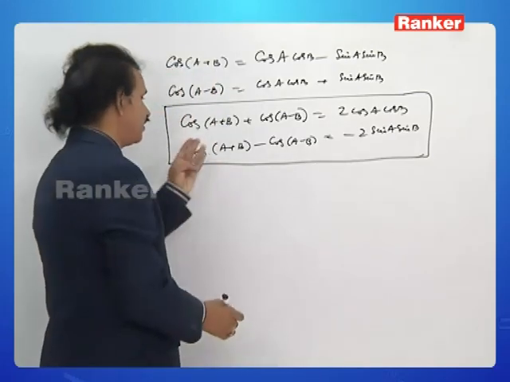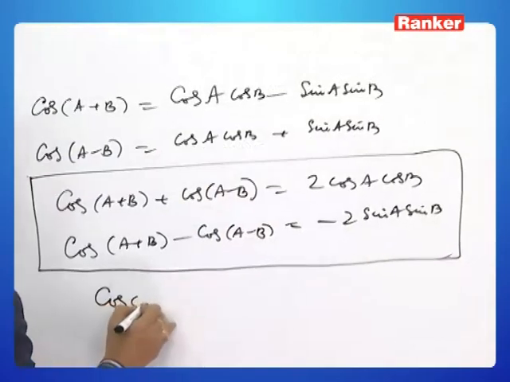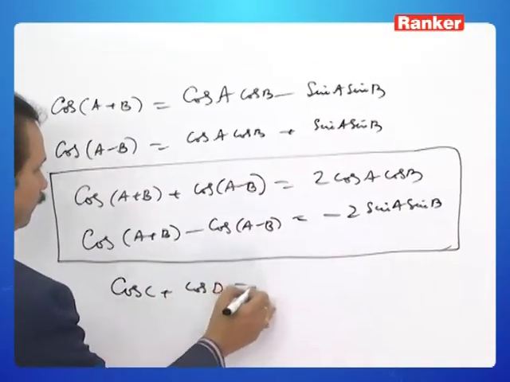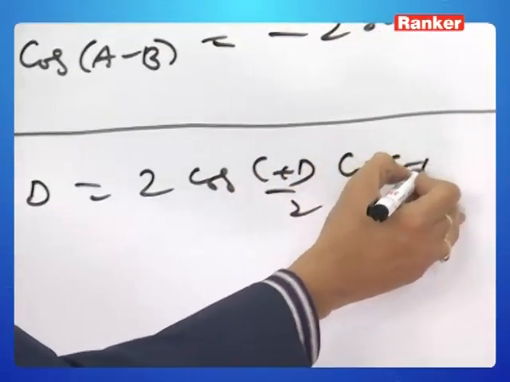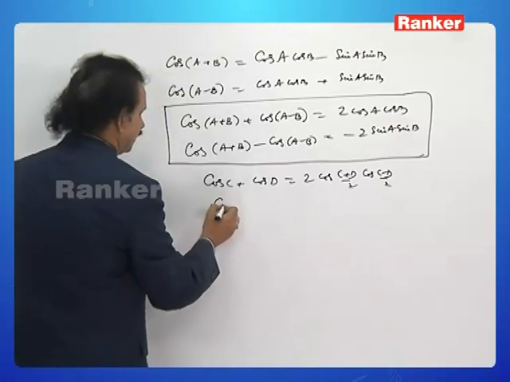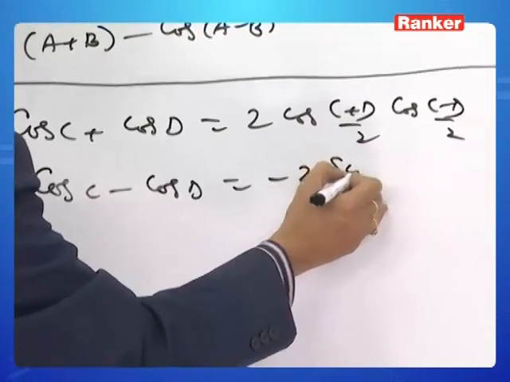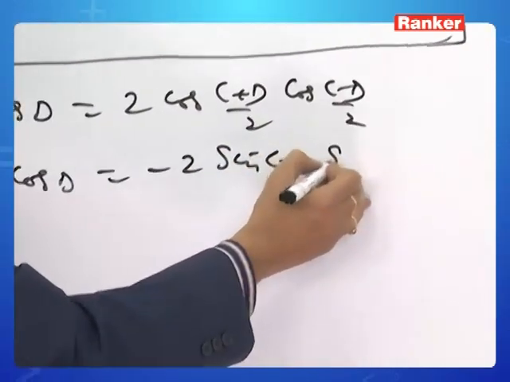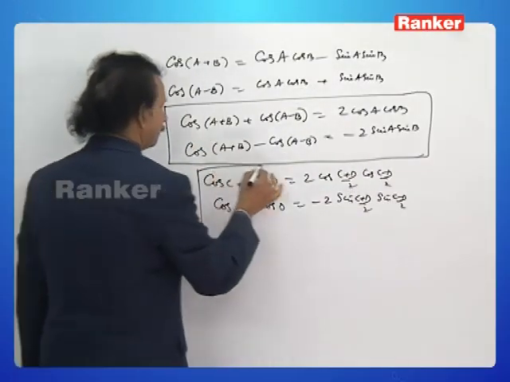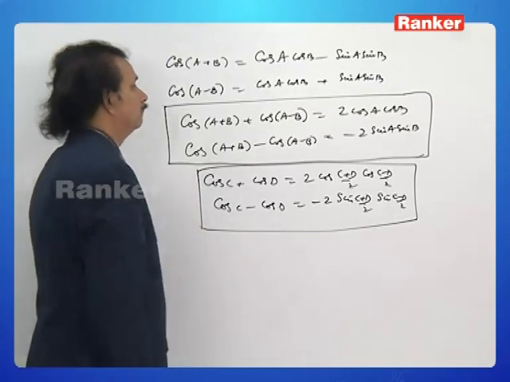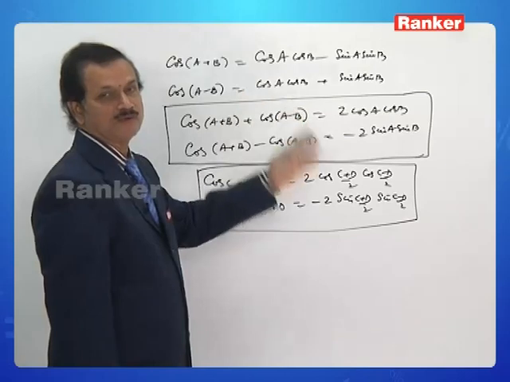As before, if you replace A plus B by C and A minus B by D, we have cos C plus cos D is equal to 2 cos C plus D by 2 into cos C minus D by 2, and cos C minus cos D is equal to minus 2 sin C plus D by 2 and sin C minus D by 2. We could have got this formula from these two formulas from component angles.